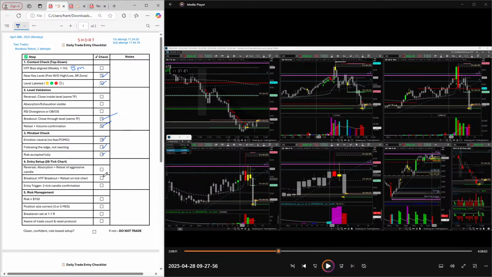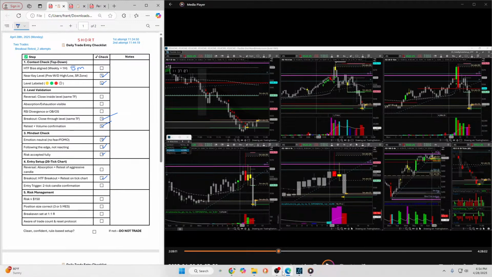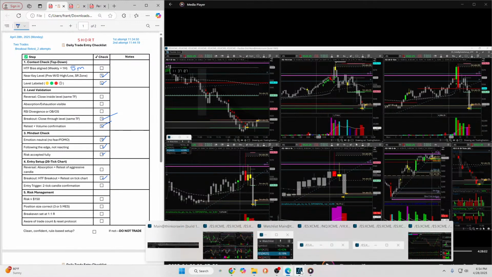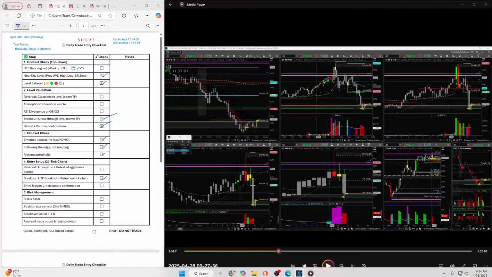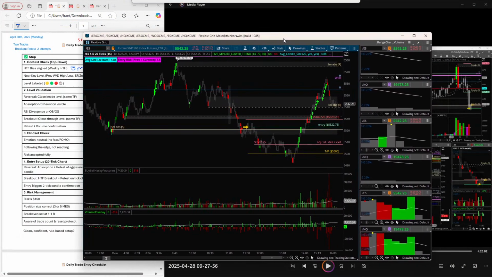Breakout, higher time frame breakout plus retest on tick chart. Yep. Time frame check, breakout. Retest on tick chart, yep. Entry, two candles. I did not enter the one because these candles were not stretching out enough. I probably could have gone down to a smaller tick time frame.